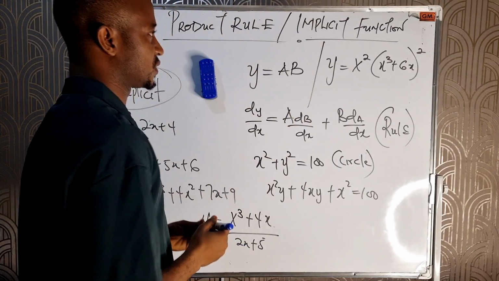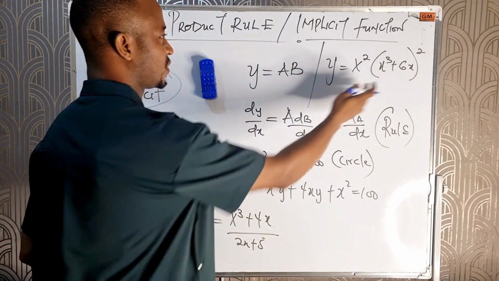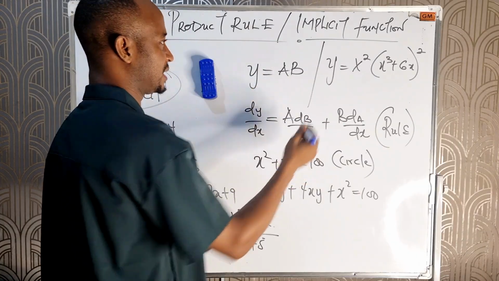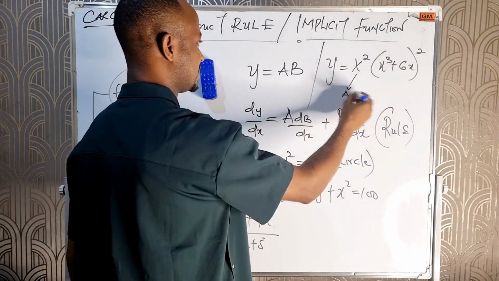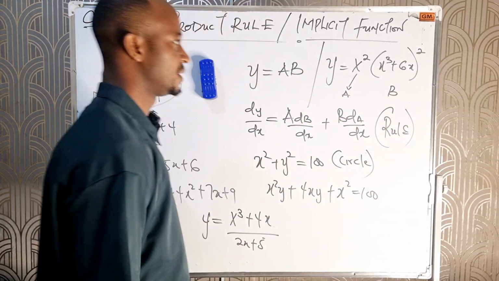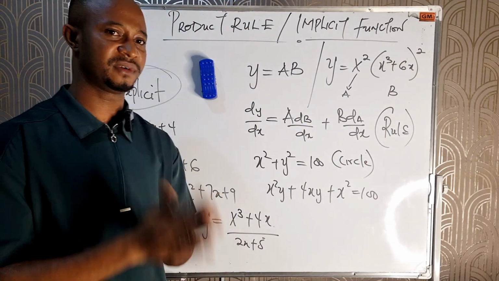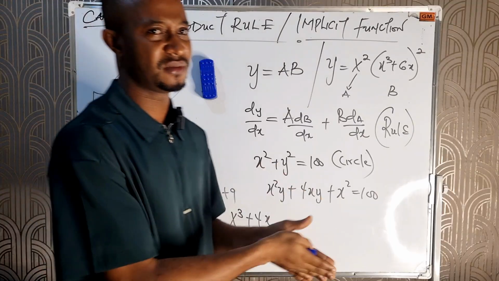Okay, this is also a product function in the sense that here, if you look at this closely, you can tell that s squared represents a, right? Why, this function represents what? B. Okay, so we shall be looking at how to apply product rule of differentiation in implicit function.